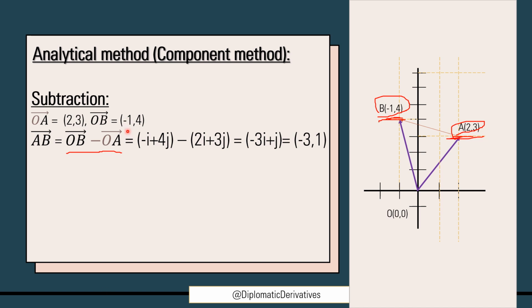How do you do that? OB is minus i plus 4j, minus OA, which is 2i plus 3j. Now you subtract: minus 1 minus 2 gives you minus 3, and 4 minus 3 gives you 1. So you have minus 3i plus j, and the points are now minus 3 and 1. This is a formula that you need to remember: AB is equal to OB minus OA. That's the vector from A to B.